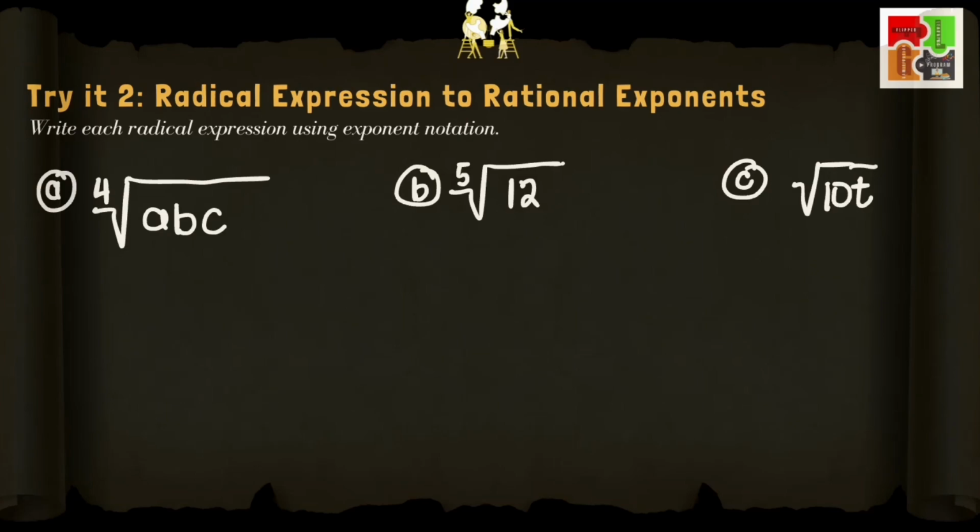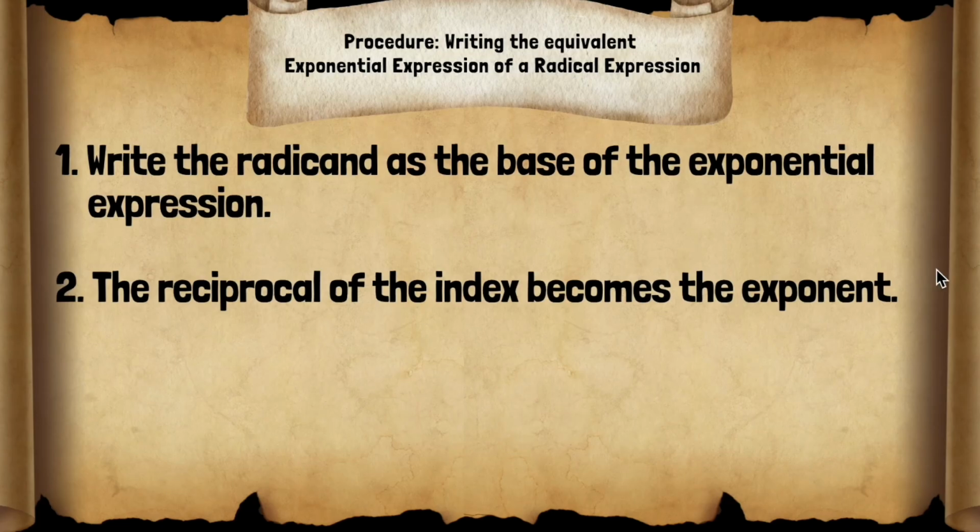Okay, so now let's move on to the next part of our discussion, which is there is a procedure in writing the equivalent exponential expression of a radical expression. So allow me to read this one. The first one is write the radicand as the base of the exponential expression. Of course, the second one is get the reciprocal of the index becomes the exponent.